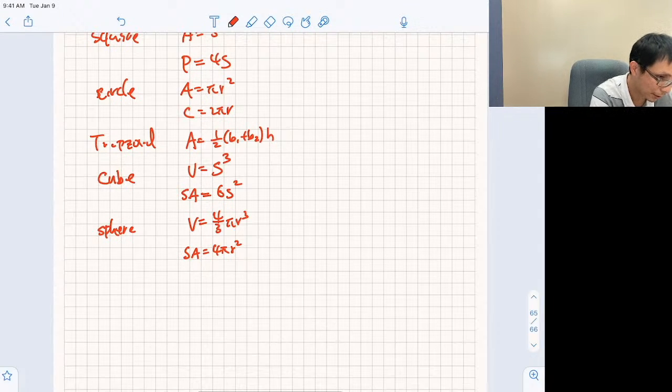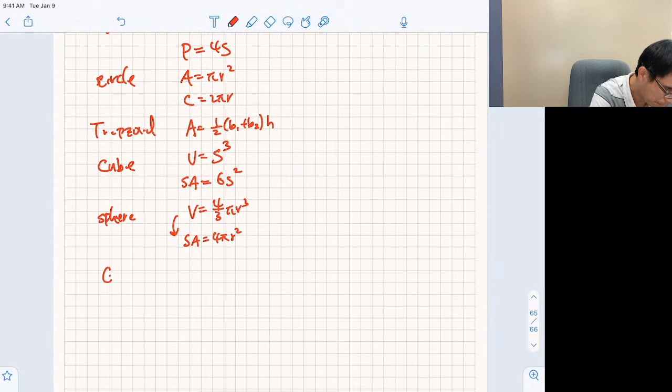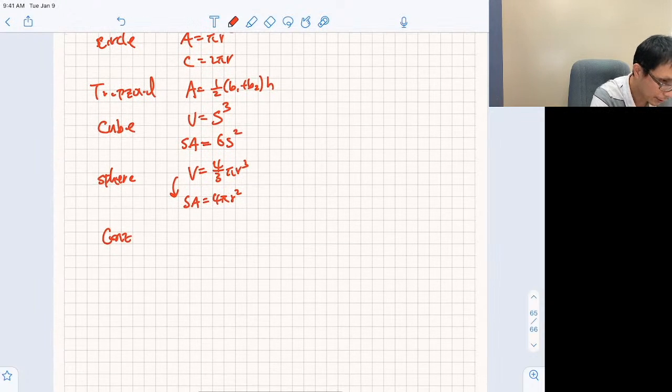Okay, so that's the derivative relationship. Cone. Do you guys know the volume of the cone? Hold on, let's go with the cylinder first. What is the volume of a cylinder? Pi r squared times the height. And what will be the surface area?